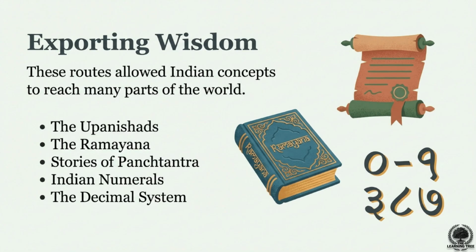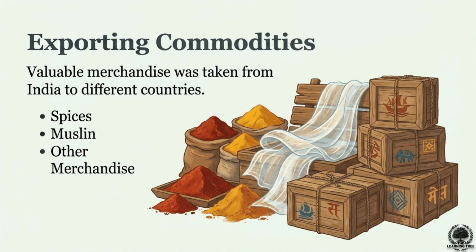Through these routes, India shared valuable ideas with the world. Texts such as the Upanishads, the Ramayana, and stories from the Panchtantra spread to distant regions. Indian numerals and the decimal system also traveled across continents. Along with ideas, India exported goods such as spices, muslin, and other merchandise. These exchanges strengthened India's cultural influence globally.